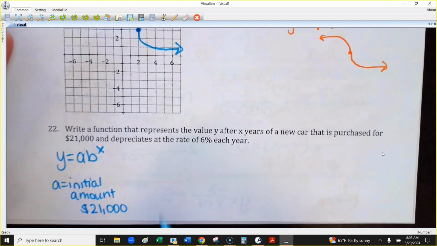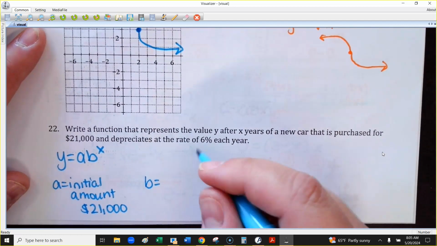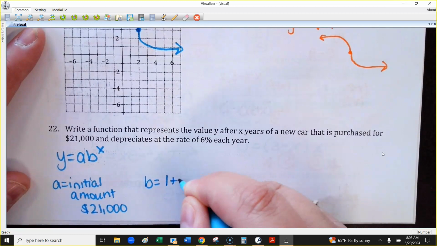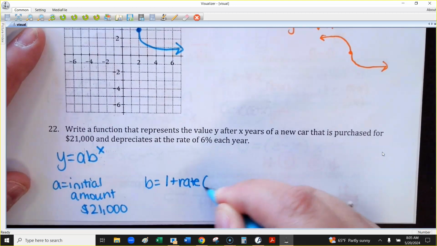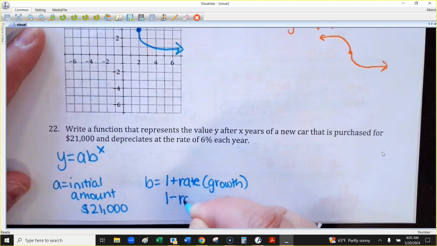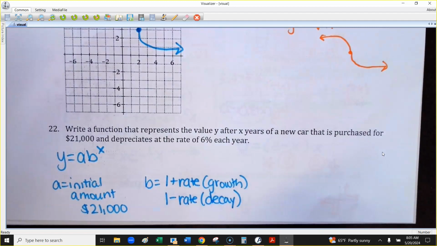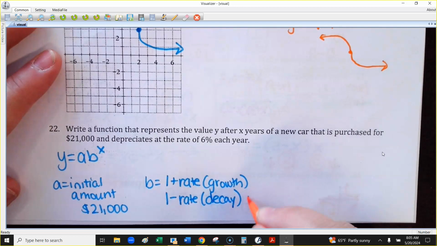Now, the B value is your growth or decay factor. So it depends on what you have. I'm going to write both here. It's 1 plus the rate if you have growth. It's 1 minus the rate if you have decay. So you're going to have to decide from the problem what you've got going on. Depreciate means decrease. So for this particular problem, I want the 1 minus the rate.